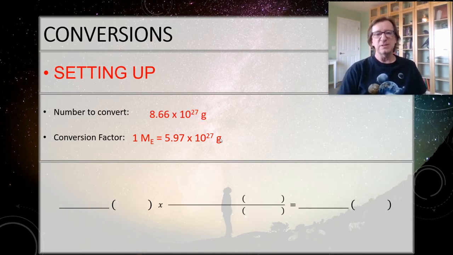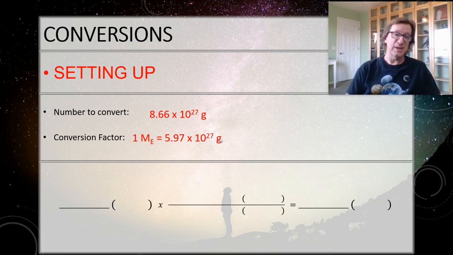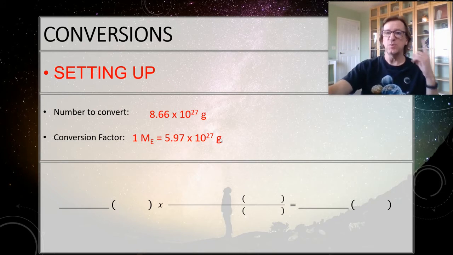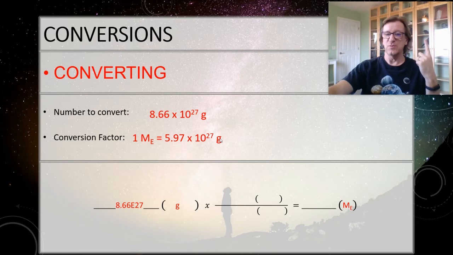All right, let's do another one. Let's say I want to convert from grams to Earth masses. So I want to go the other way. Here my grams is 8.66 E27. My conversion factor, not an equation, is the same one. One Earth mass is 5.97 E27 grams. So step 1 is what? Write down the number times the fraction bar. 8.66 E27 grams times the fraction bar.